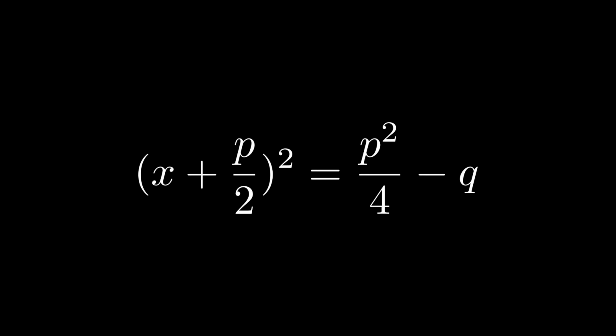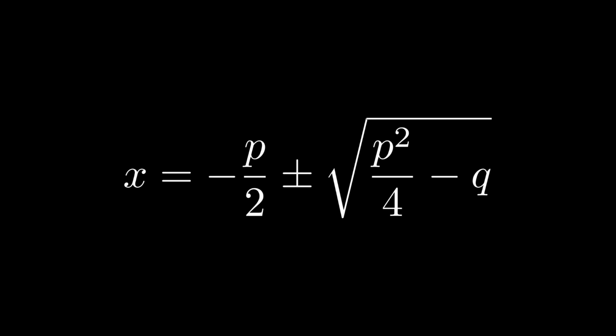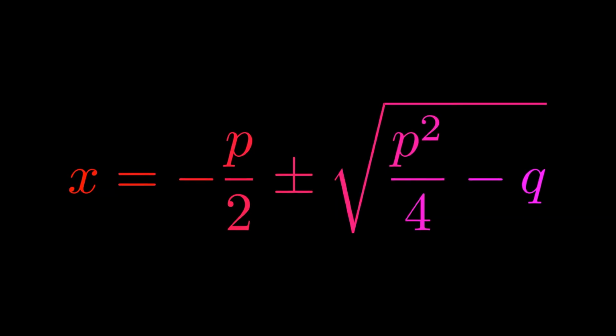When you understood this, the rest is pretty straightforward. You just take the square root on both sides and then you just shove the rest to the right. And that's it. We have our formula.